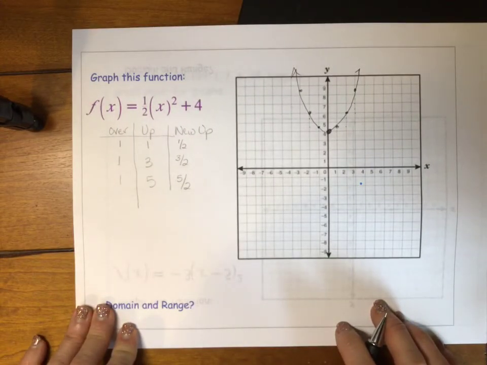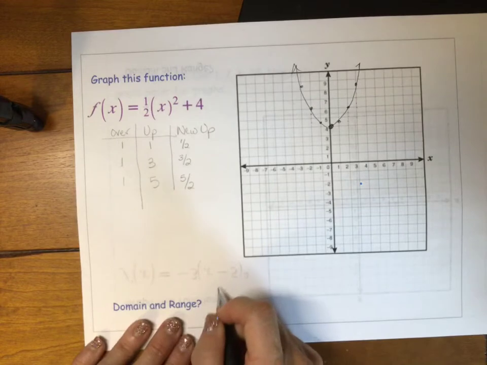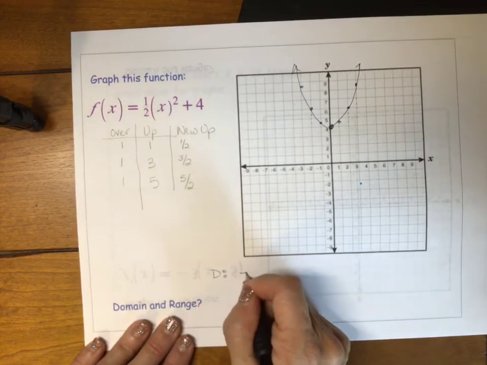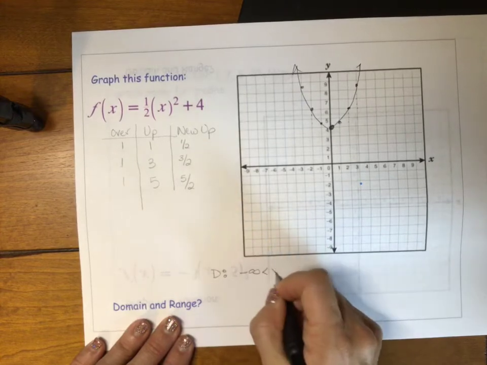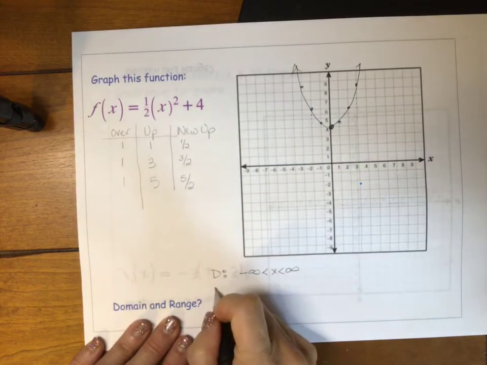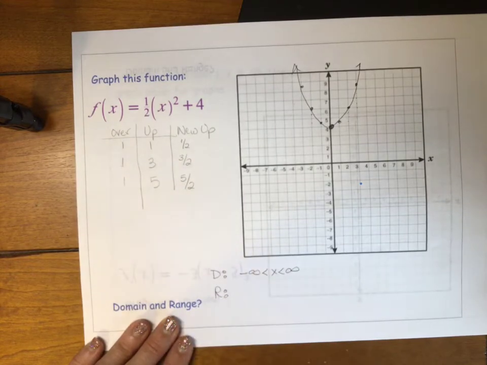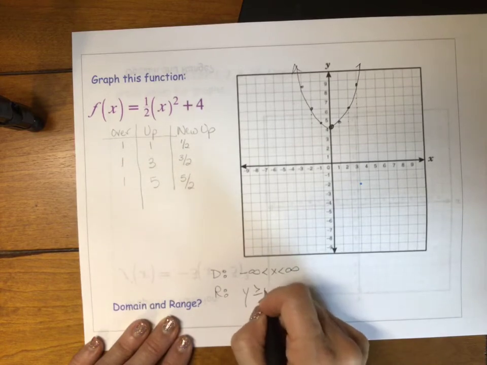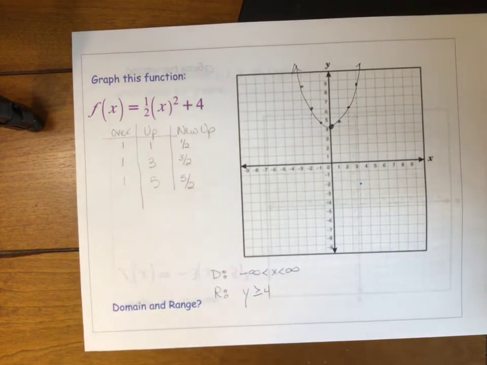So what's my new domain? My domain is still always what? It's always all real numbers. It doesn't matter what happened to my parabola. My range, my minimum value for y is 4, so my range is y is greater than or equal to 4.